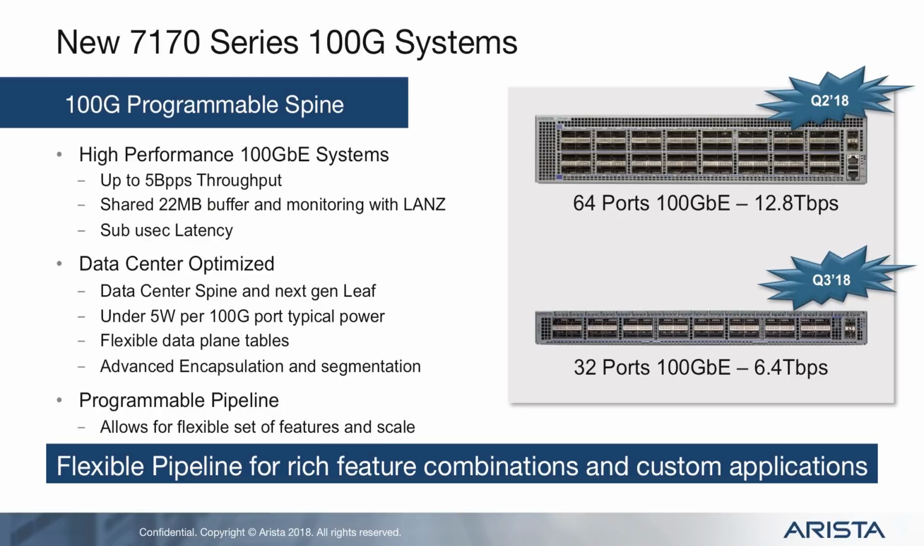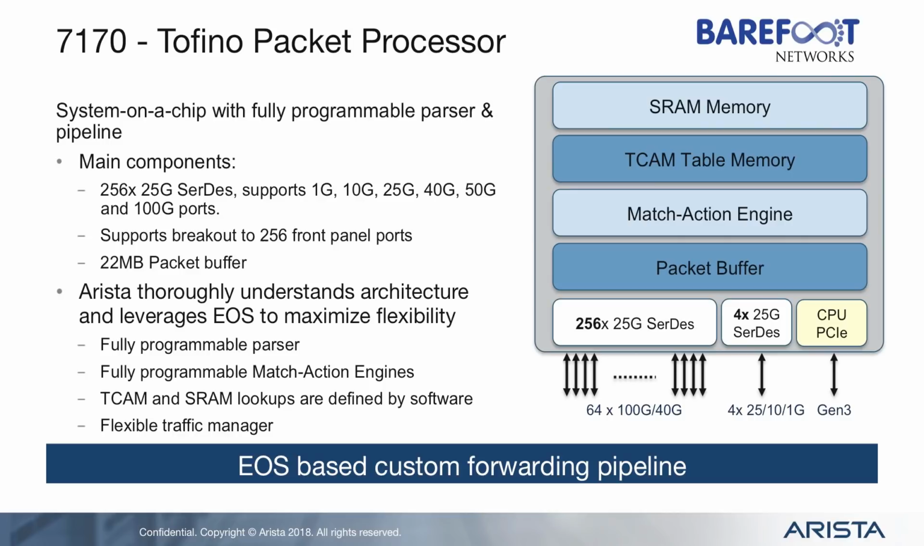The 7170 series is a high-performance 100 gig platform. It comes with a 64-port or a 32-port configuration, and in both cases we use the same Tofino ASIC inside from Barefoot. The Tofino, as Martin's mentioned, is a very, very programmable pipeline, and we've come up with a product here that's basically optimized for data centers. The core of this switch is the Tofino packet processor, and I'll go into some of the details about how it works and how we use it to develop a switch using EOS.